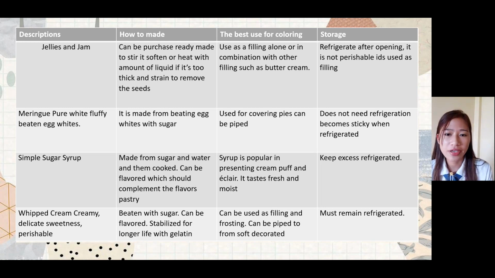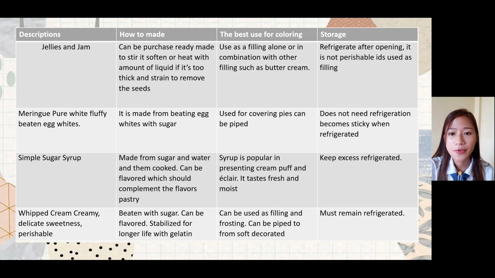The best use is as a filling alone or in combination with other fillings such as buttercream. Next is storage. Refrigerate after opening. It is not perishable and it's used as filling because it is sweet. Because it is sweet, we avoid ants if we refrigerate it.